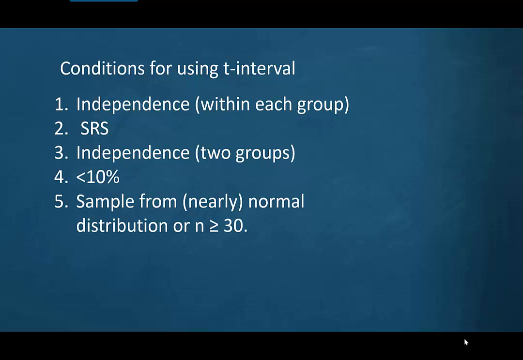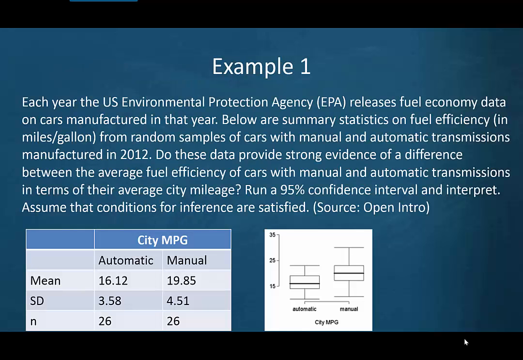Let's do two examples. The first one will be done via the formula and technology, and the second one will be done just with technology. Example 1. Each year, the U.S. Environmental Protection Agency releases fuel economy data on cars manufactured in that year. Below are summary statistics on fuel efficiency in miles per gallon from a random sample of cars with manual and automatic transmissions manufactured in 2012. Do these data provide strong evidence of a difference between the average fuel efficiency of cars with manual and automatic transmissions in terms of their average city mileage?